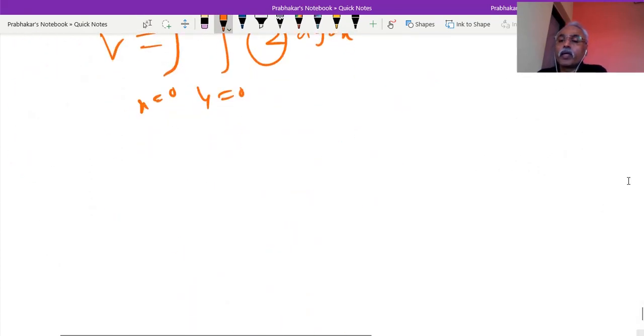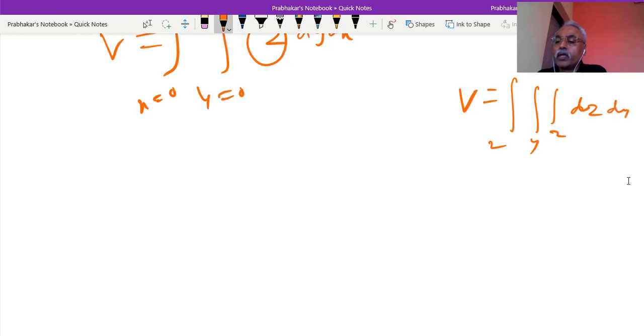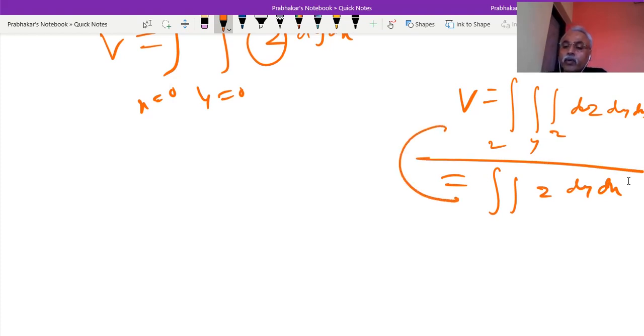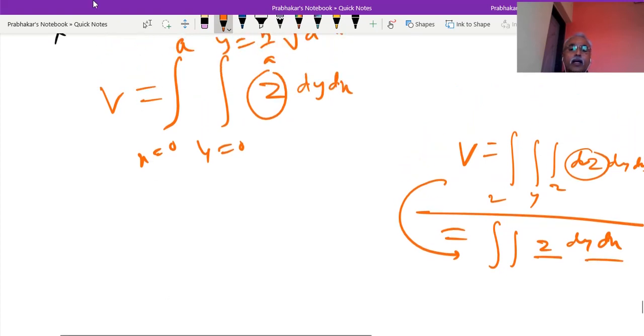So suppose for triple integration, how do you find it? Volume is the triple integration of dz dy dx. After one step, it becomes z dy dx. After one step, all the examples of triple integrations are double integrations only. Using triple integration also you can find volume, where the first step is you have to write dz. In double integration you have to write z into dy dx. That is our difference.